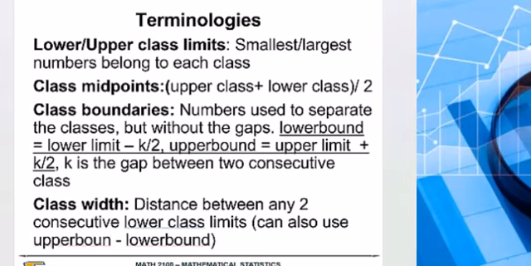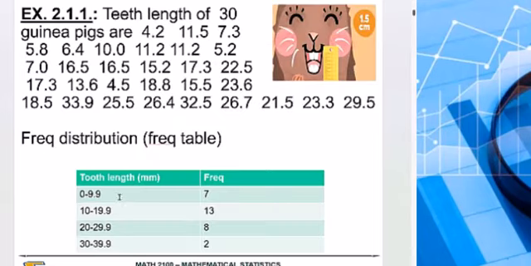So for this, if you look at this table, we have a gap. From this class, 0 to 9.9, and this class, 10 to 19.9, we have a gap between 9.9 and 10. When we represent it in the chart, we don't want the gap. So the gap here is just k, which is 0.1. You jump from 9.9 to 10, so the gap is 0.1.